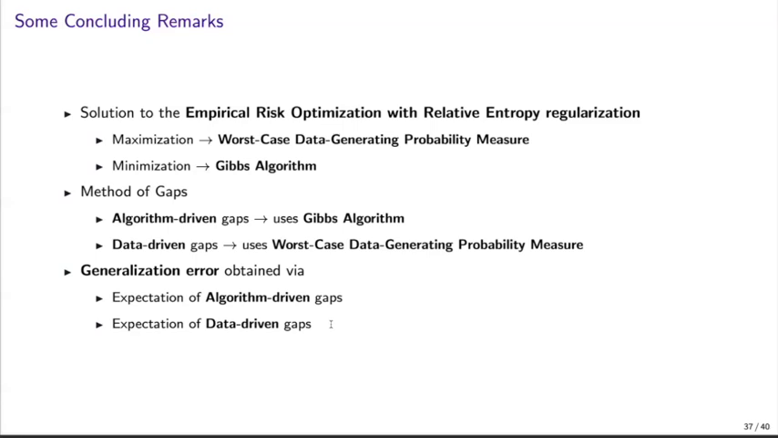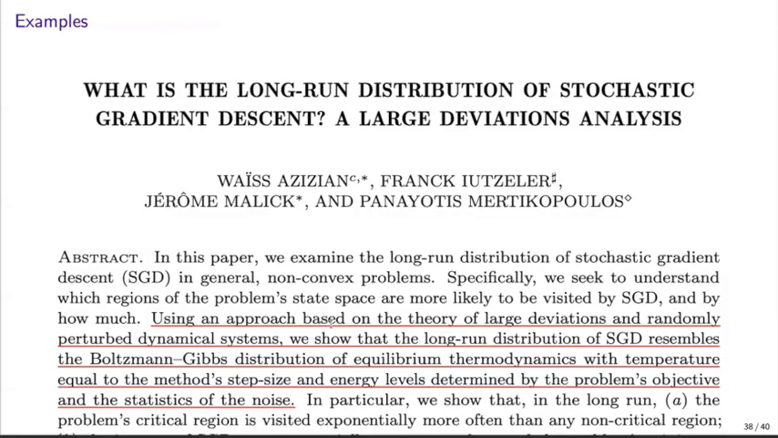with respect to the worst case data generating probability measure. So I want to end with this paper of my colleague Panayotis Mertikopoulos at CNRS. He asks this question: what is the long-run distribution of the stochastic gradient descent? And he provides the answer in his paper. He says, using an approach based on the theory of large deviations and randomly perturbed dynamical systems, we show that the long-run distribution of stochastic gradient descent resembles the Gibbs distribution used in thermodynamics with temperature equal to the method's step size. So this is our lambda or beta, and energy levels determined by the problem's objective, meaning the loss function that we have defined.